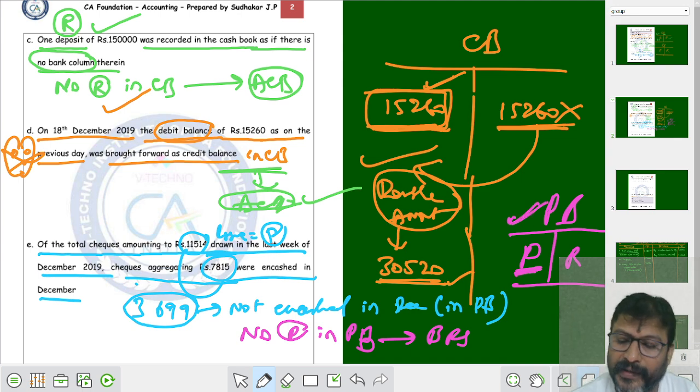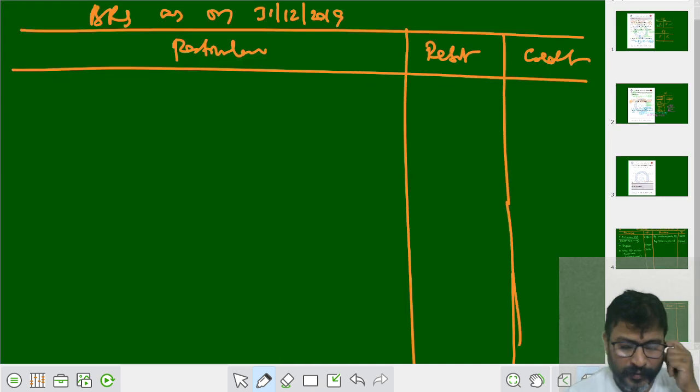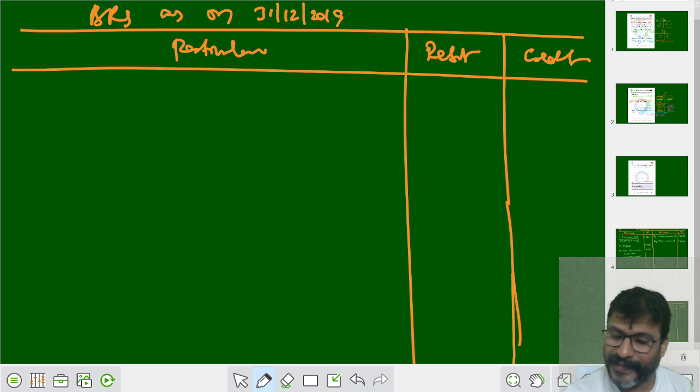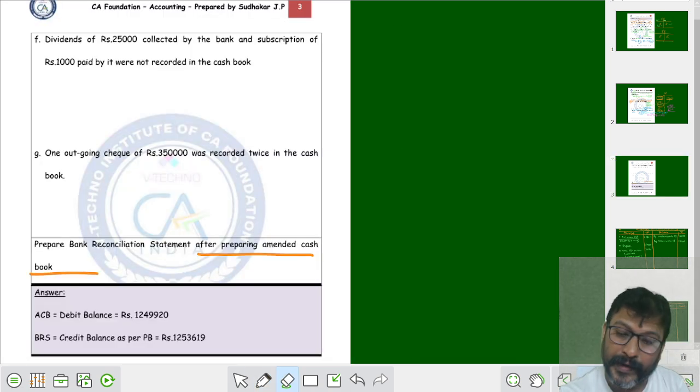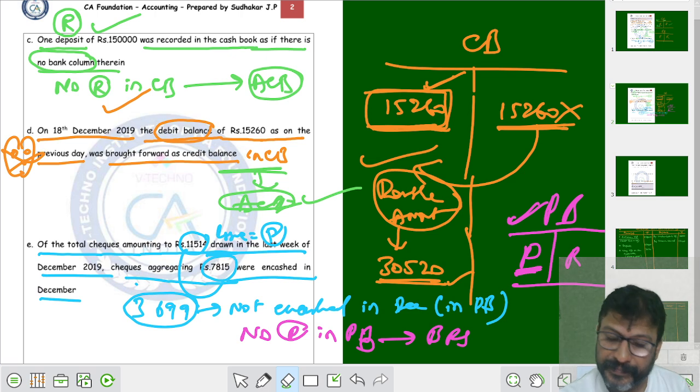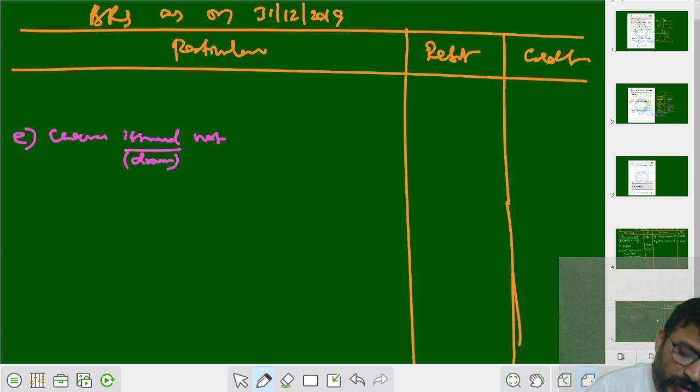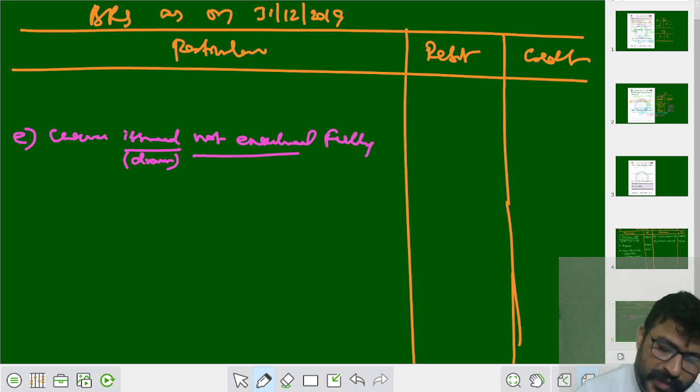So where we have to take? The debit side only. After leaving around 4 to 5 lines, you write which point it is, my dear kids. I think it is a point number E, right? After leaving 4 lines, you write checks issued, not issued means drawn. Checks issued or drawn, not encashed fully.